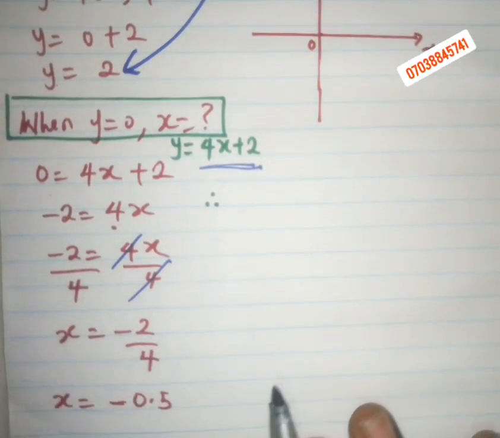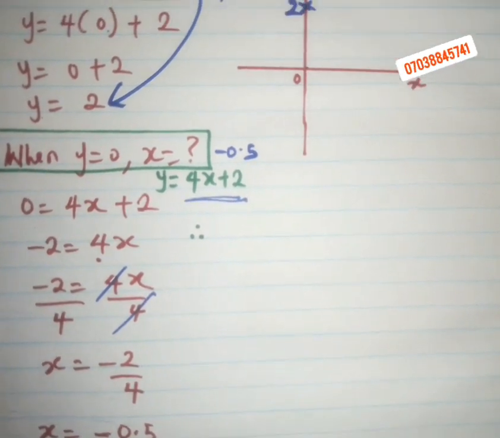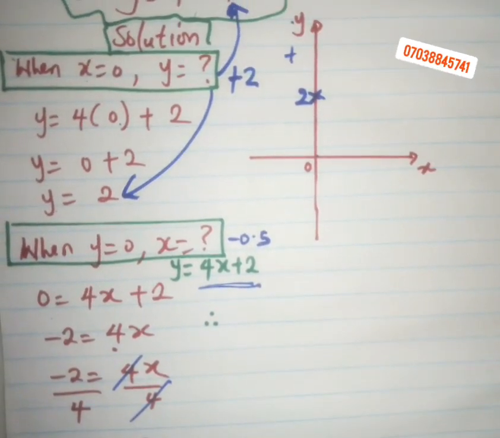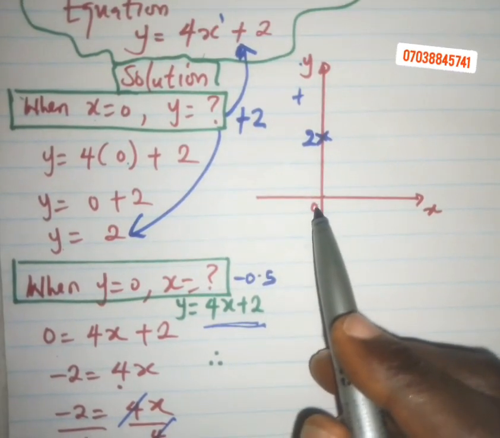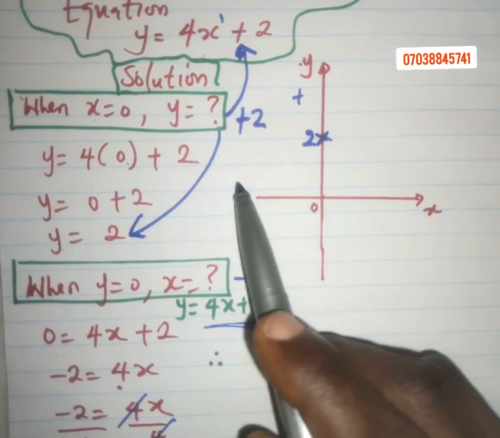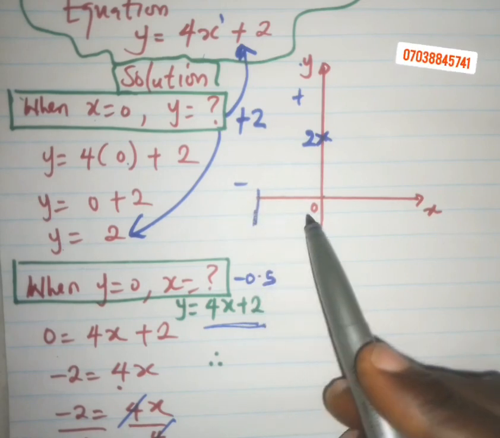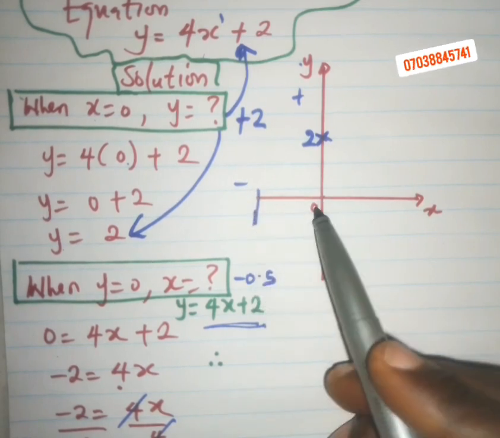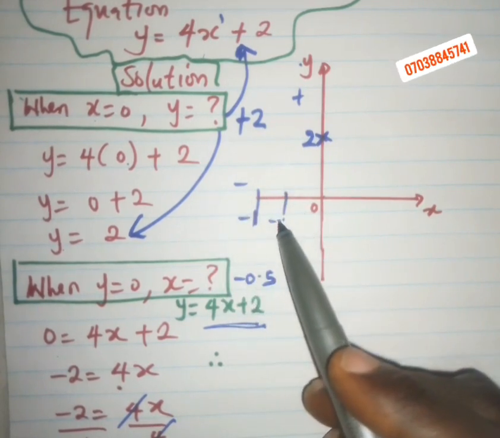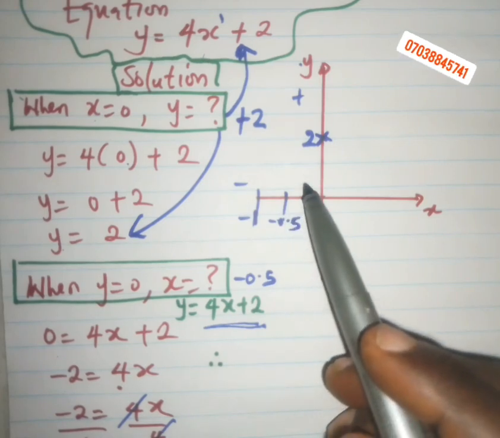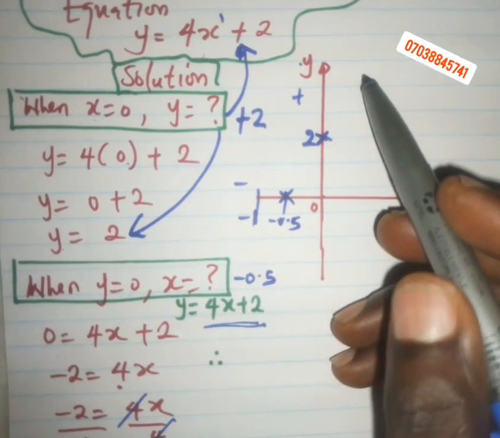Then for the next part, which is when y is 0, from this calculation we got x as minus 0.5. So I need a negative value of minus 0.5. This is 0 here, and negative values of x are on the left hand side. Let me assume this is 1 here. So 0.5 is the middle of 0 and 1. This is the negative part, this is minus 1, so the middle here will be minus 0.5. You just put in a star right here. Then you join this with a straight line like this.